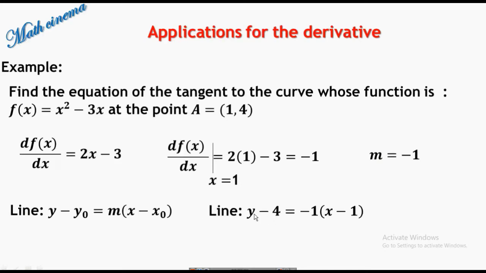So the equation of the tangent is y minus y node, which is 4, equals negative 1, which is m, times x minus 1, which is x node. So y minus 4 equals negative 1 times x minus 1. This equation can be simplified to y equals negative x plus 5. Negative 1 times x equals negative x. Negative 1 times negative 1 equals 1. The 4 goes to the other side. You have 1 plus 4 equals 5. So this is the form y equals mx plus c.